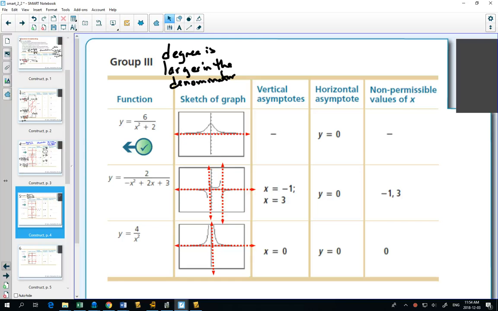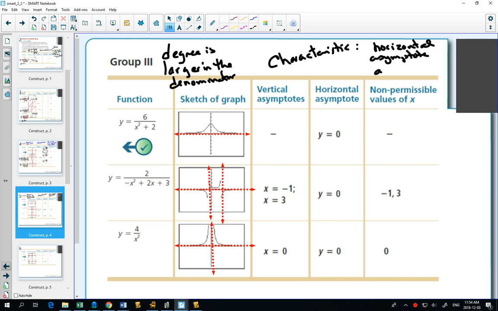So, characteristics. When the degree is larger in the denominator, you will always have a horizontal asymptote at y equals 0. So the degree is bigger in the denominator. All these, our horizontal asymptote is always y equals 0.